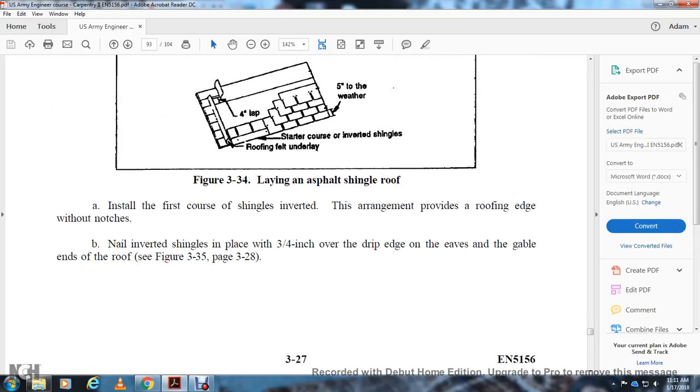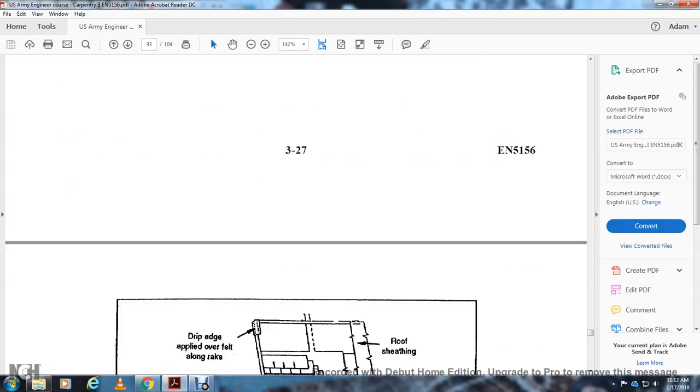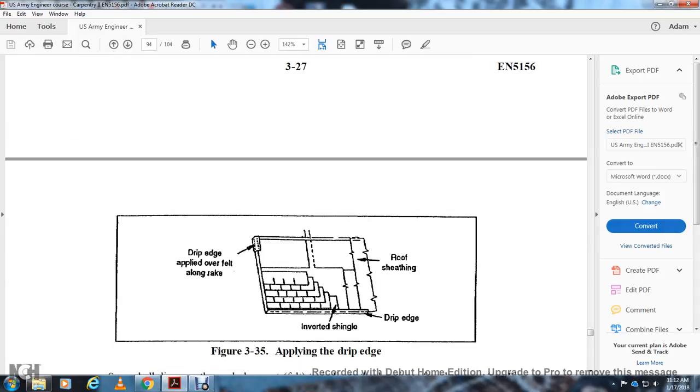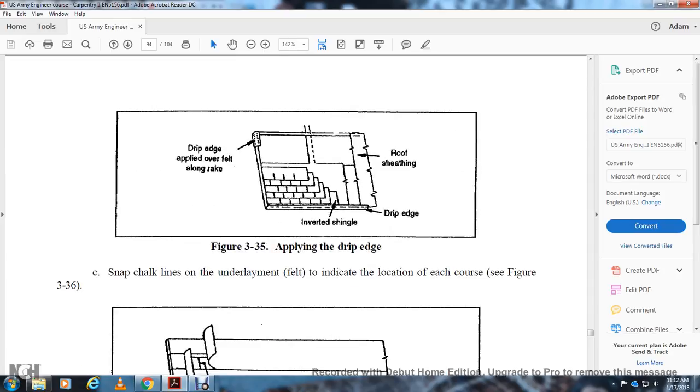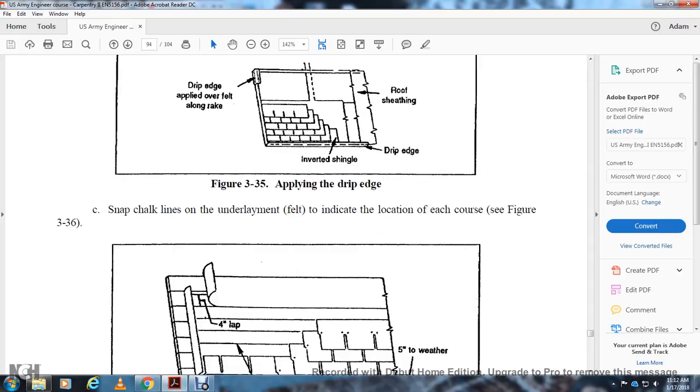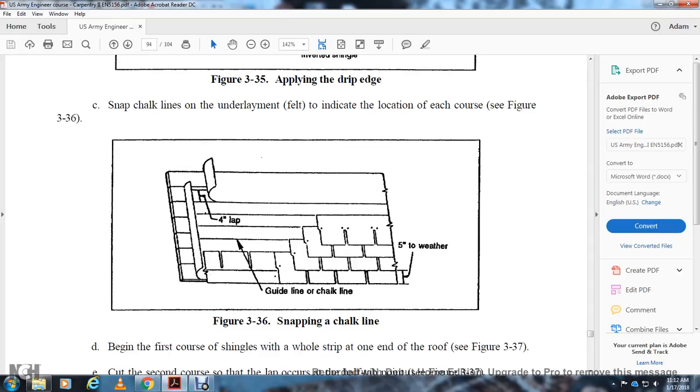Install the first course of shingles inverted, with the arrangement provided with the roof edge without notch. Nail the inverted shingle in place, 3/4 inch over the drip of the eave, then the gable edge of the roof. Figure 335 shows applying the drip edge. The drip edge is applied over the felt along the rake: the roof sheeting, the drip edge, and the inverted shingle. Snap chalk lines on the underlayment felt to indicate the location of each course, see figure 334, 336.